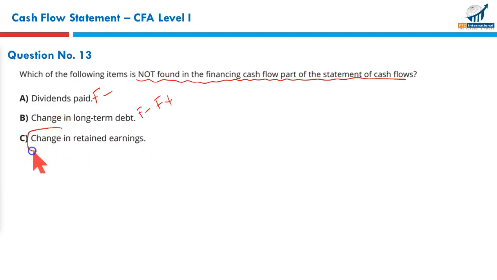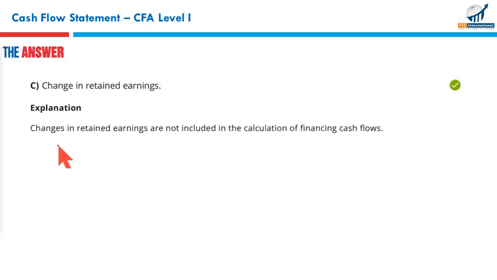But change in retained earnings, it doesn't affect your financing cash flows. It relates to your operation. The results of operations eventually are dumped in retained earnings. Whatever your net profit or loss for the period, eventually it becomes part of your retained earnings. So C is the one we're looking for, and C it is.